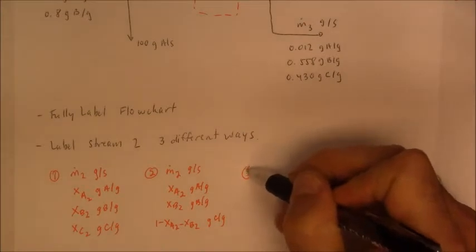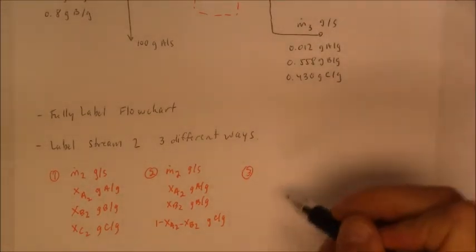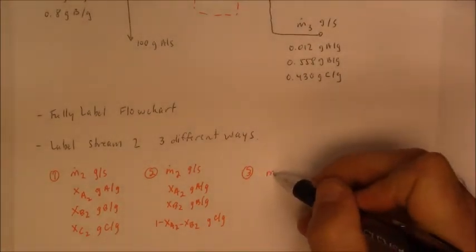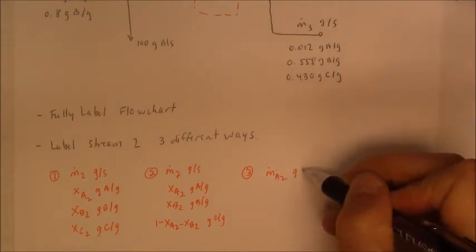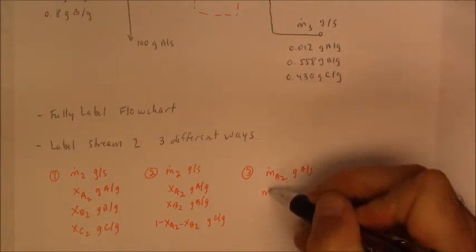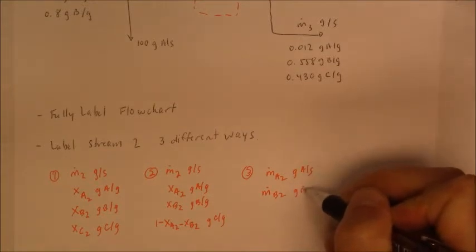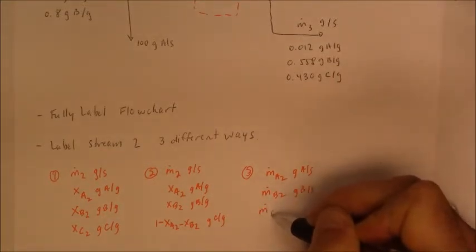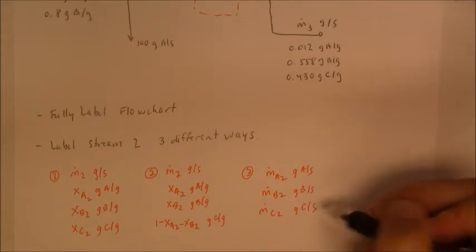Finally, the third way we can label the process is by labeling the flow of each species. So we could have MA2 grams A per second, MB2 grams B per second, MC2 grams C per second.